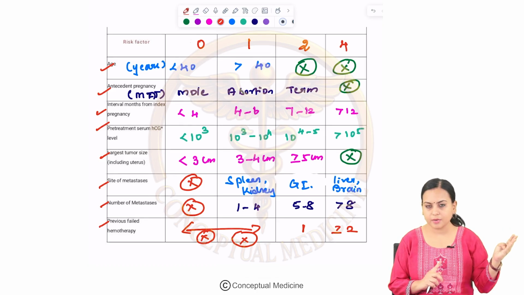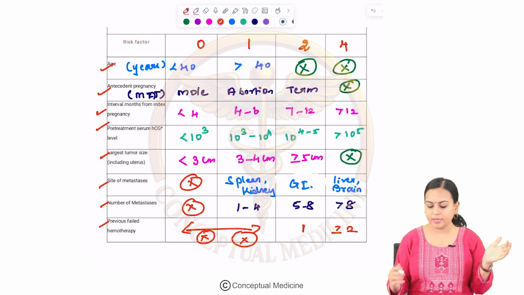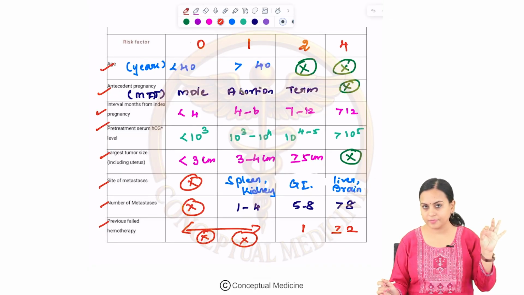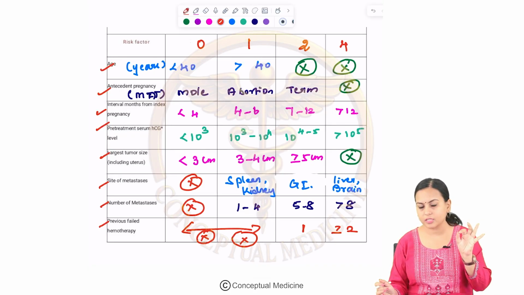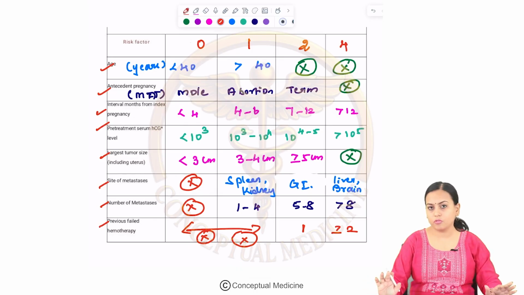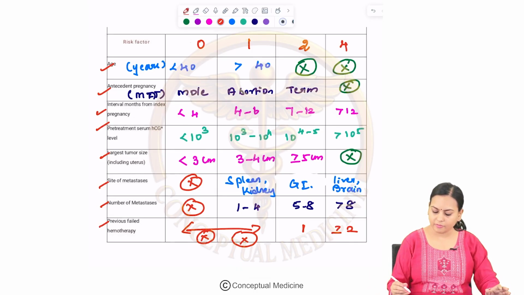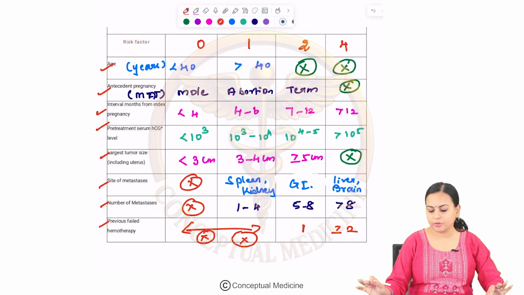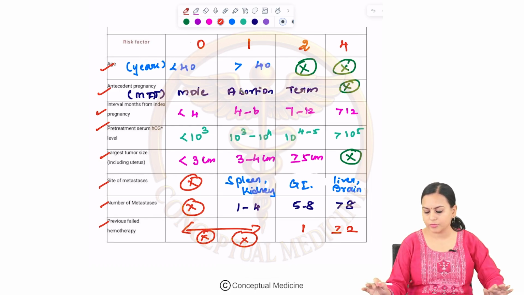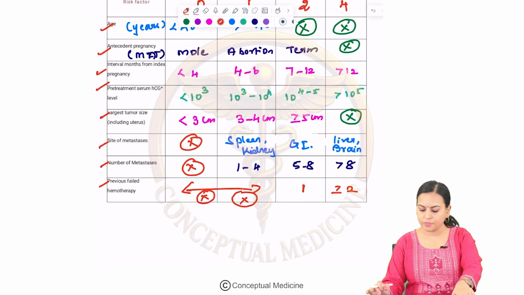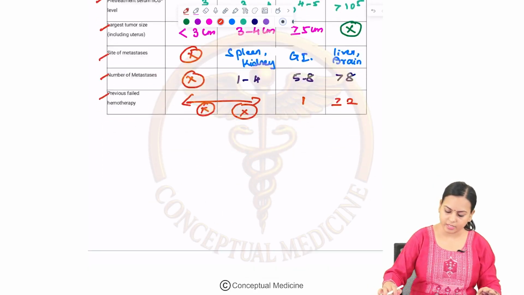Then pre-treatment serum β-hCG levels will be given in milliunits, that means less than 10 to the power 3, 10 to the power 3 to 10 to the power 4, 10 to the power 4 to 10 to the power 5, and then more than 10 to the power 5. Largest tumor size less than 3 centimeter, 3 centimeter to 4 centimeter and more than 5 centimeter. Here you have no reading for 4. Then for site of metastasis, it starts only from 1, that is spleen and kidney, score 2 is gastrointestinal system and score 4 is for liver and brain, right. And we have seen the number of metastasis also and previous failed chemotherapy as well, right.